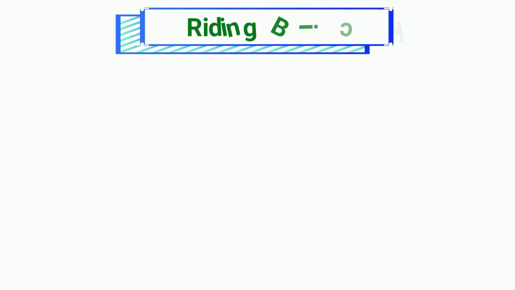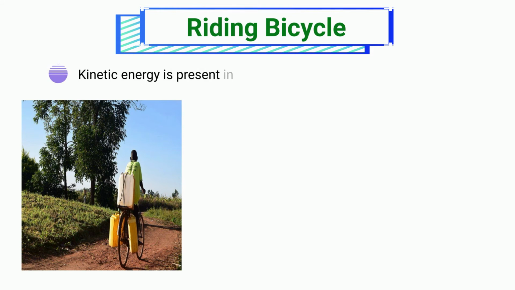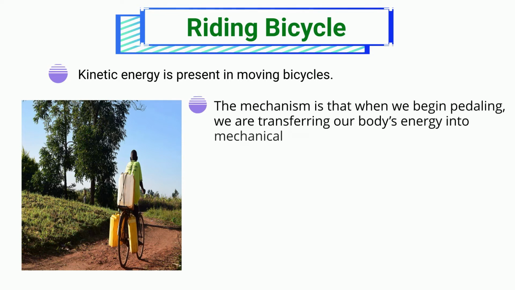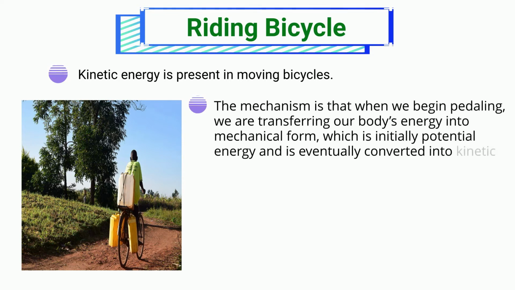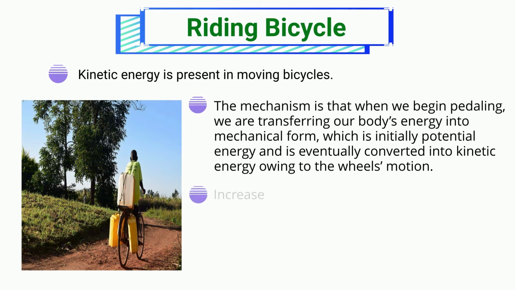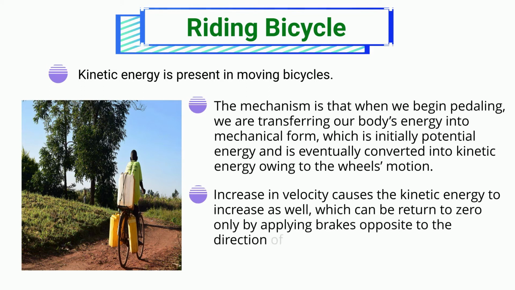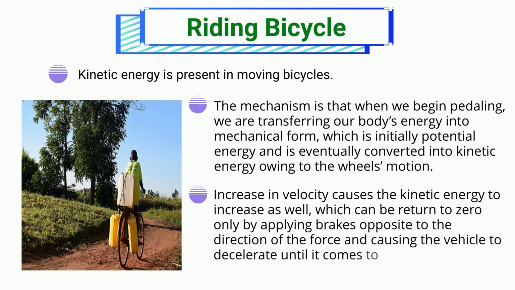Riding bicycle. Kinetic energy is present in moving bicycles. The mechanism is that when we begin pedaling, we are transferring our body's energy into mechanical form, which is initially potential energy and is eventually converted into kinetic energy owing to the wheels. Motion. An increase in velocity causes the kinetic energy to increase as well, which can be returned to zero only by applying brakes opposite to the direction of the force, causing the vehicle to decelerate until it comes to rest.